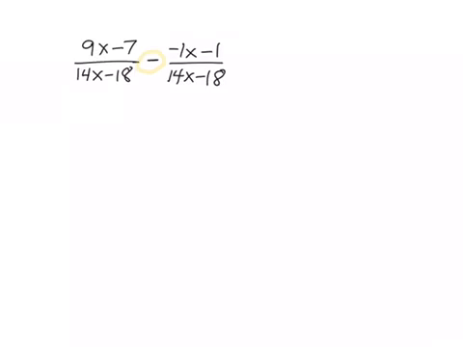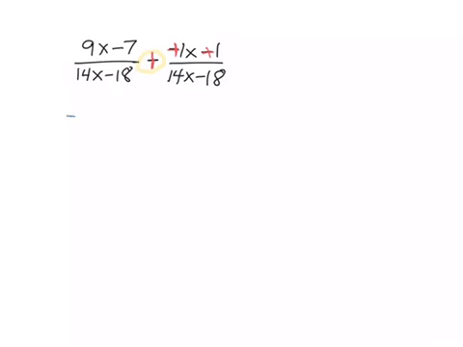But when I change this into an addition sign, I have to change the sign on every term in the numerator of the fraction that comes next. So this does not impact 9x minus 7 that came before the subtraction sign. But it is going to impact this negative 1x, so that's going to become positive 1x, and this negative 1, which is going to become positive 1. So you have to sign change every term in the top, the numerator, of the fraction that comes after the subtraction sign.